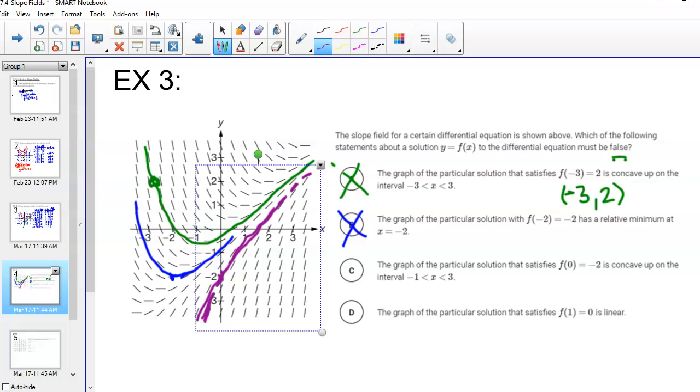And this is concave down. So this appears to be false. So we're going to choose C. And then D, the graph of the particular solution that satisfies f of 1 equals 0 is linear.